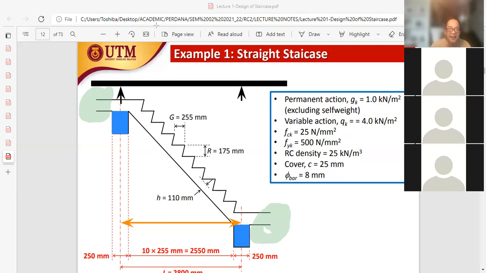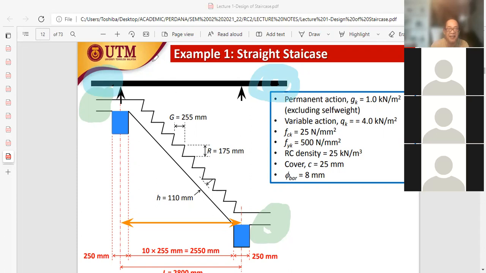And one more thing is that again we look at this portion. Okay, there is continuity on the right hand side and also continuity on the left hand side, which means to say we are now tackling a problem, a staircase problem, which can be classified as a continuous staircase. And the reason being is that there is continuity on the right hand side beyond the right hand support, and also continuity beyond the left hand support, indicating that this is a continuous staircase.